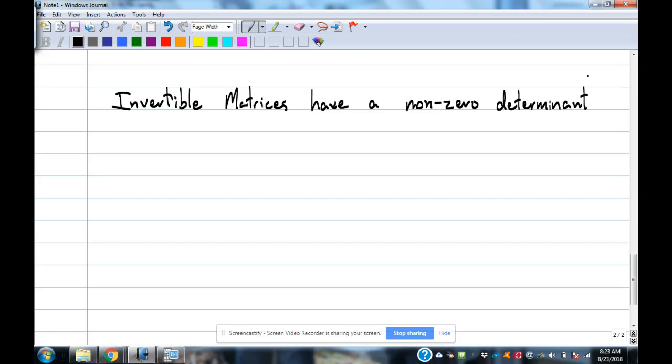And we talked about determinant yesterday. Invertible matrices have a non-zero determinant, okay? Meaning the determinant of that matrix is not zero. It's anything other than zero. Doesn't matter what it is, just as long as it's not zero. That means that matrix is invertible, okay?